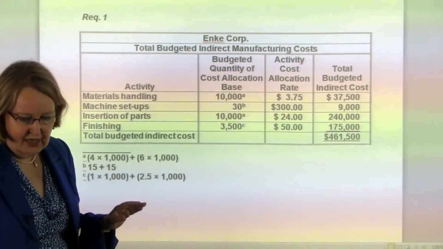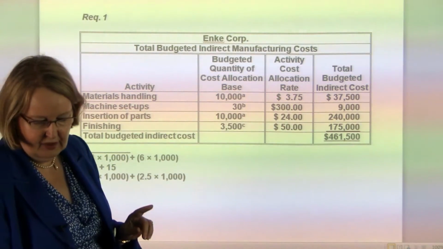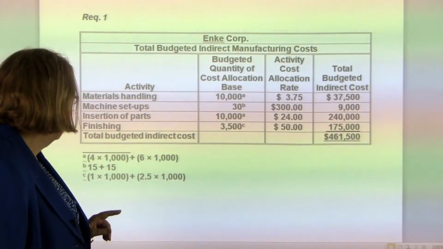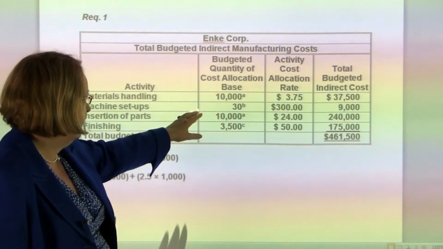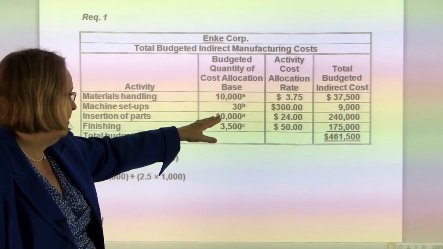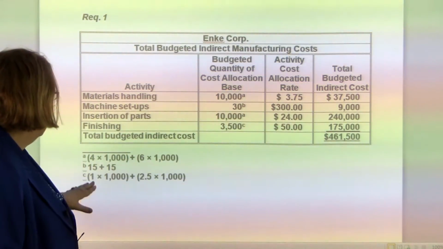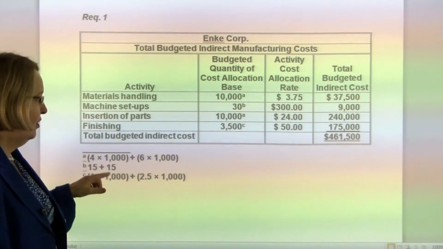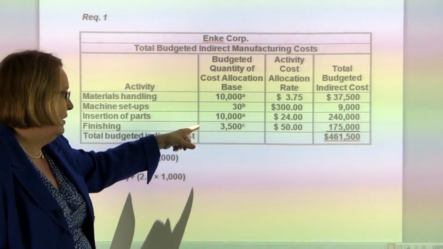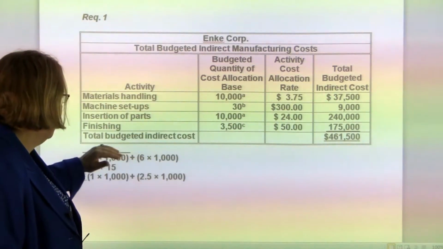Machine setups, again, you're going to look at the total number of setups. So in the second table, it's 15 for each of the products. And so that means we have a total of 30 setups. And of course, the rate you're given, 300. So 30 times 300, $9,000 for setups. Insertion of parts. So we've already just calculated the number of parts. So it's 10,000 times your $24 per part, $240,000.